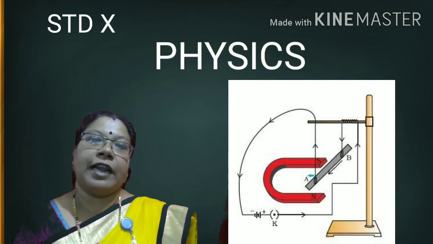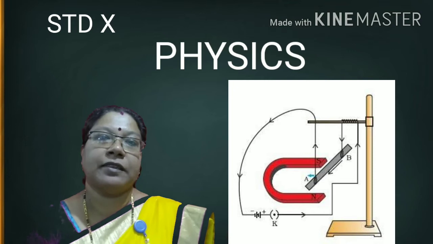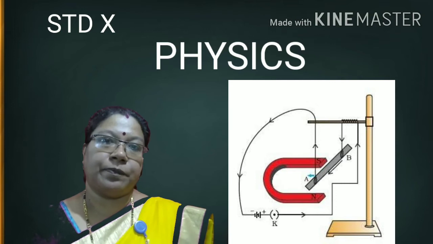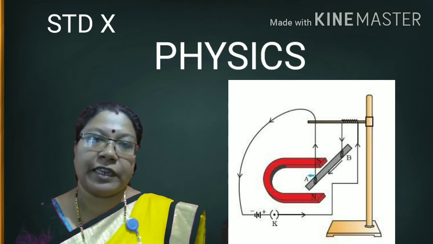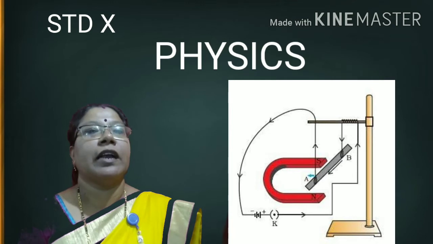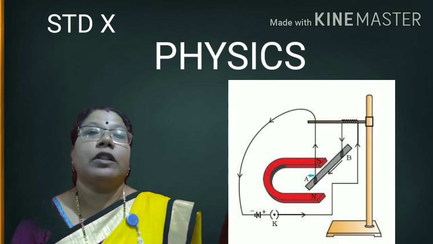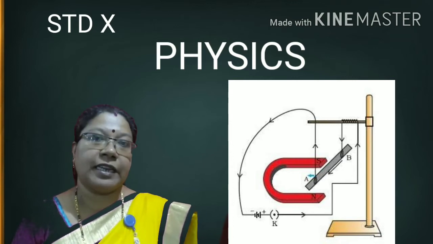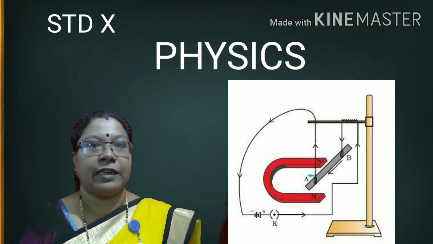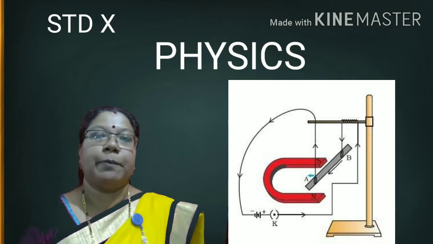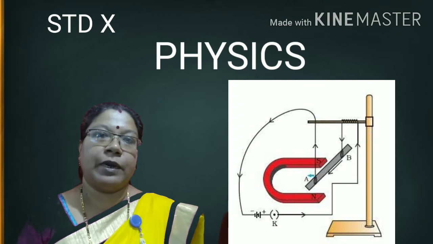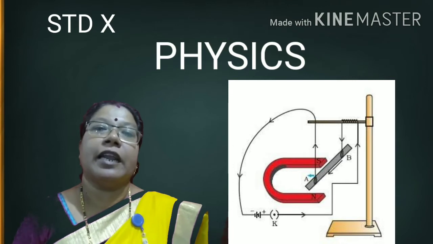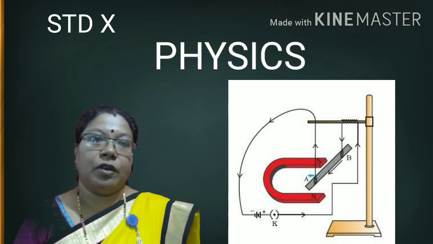See, we have already studied a current carrying conductor. When current passes through it, it produces a magnetic field around it, isn't it? Now, this conductor is placed in between the poles of a magnet. Since there is a magnet, there is already a magnetic flux there. Now there are two magnetic fields: one is the magnetic field of the magnet and the other is the magnetic field of the current carrying conductor.